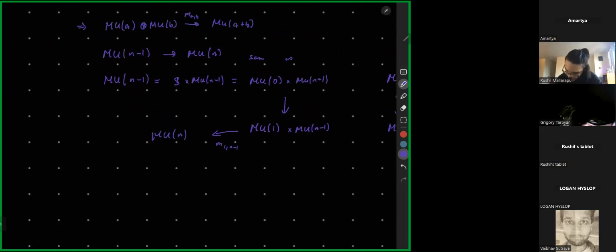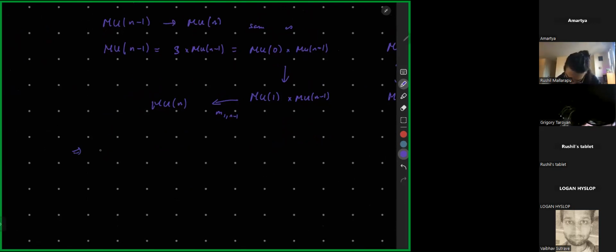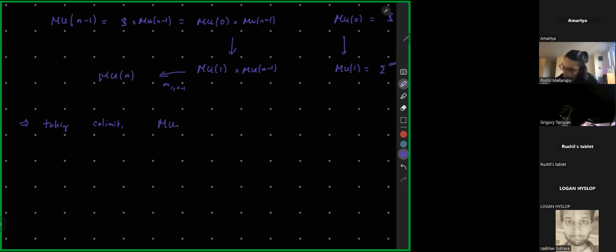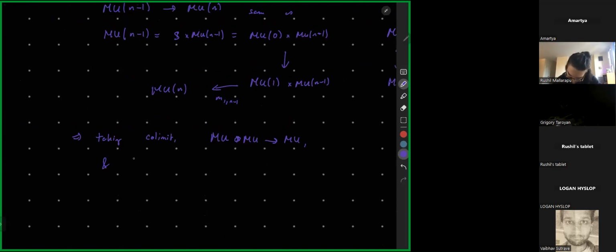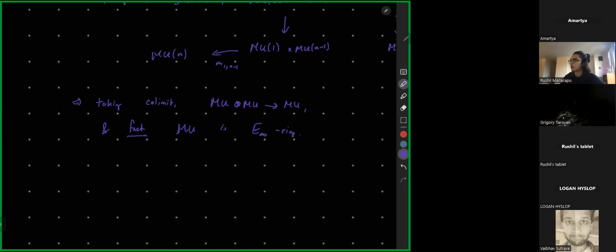So what that means is that taking the colimit, MU has a multiplication of MU tensor MU to MU. And in fact, MU is actually an E infinity ring spectrum, which is pretty helpful.